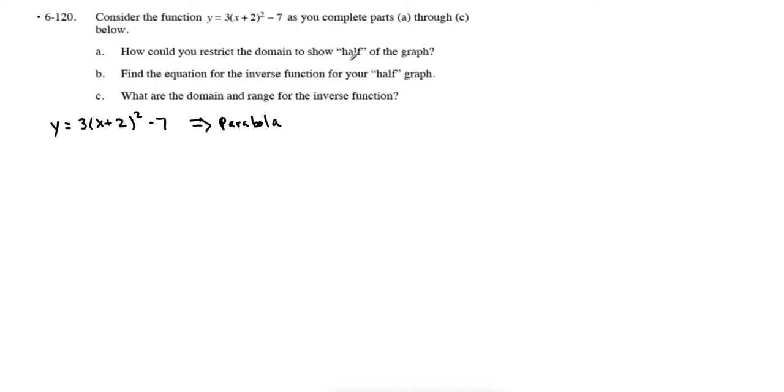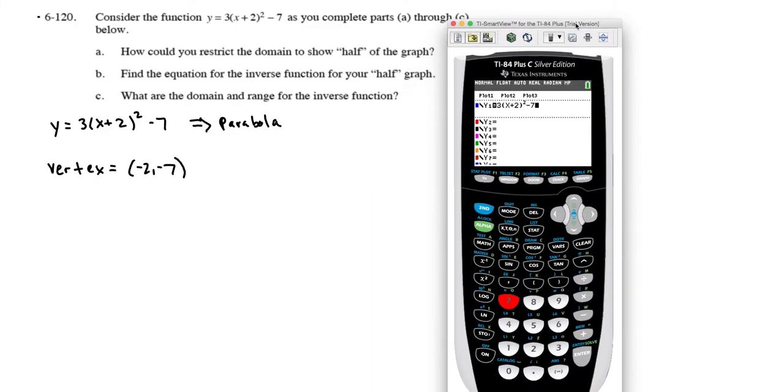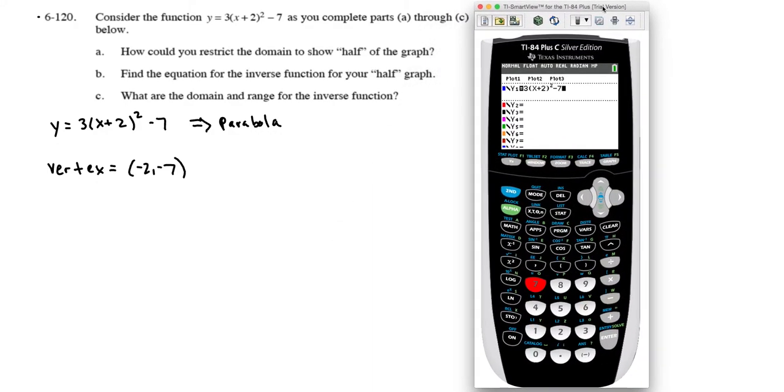So if we want to do half the graph on a parabola, you just have to identify what the vertex point is going to be. In this case, our vertex is -2, -7. So I'm going to bring out my calculator here and graph it so you can kind of see what I'm talking about. I've already got it typed in here. So when I graph it, you'll see I get my parabola there.